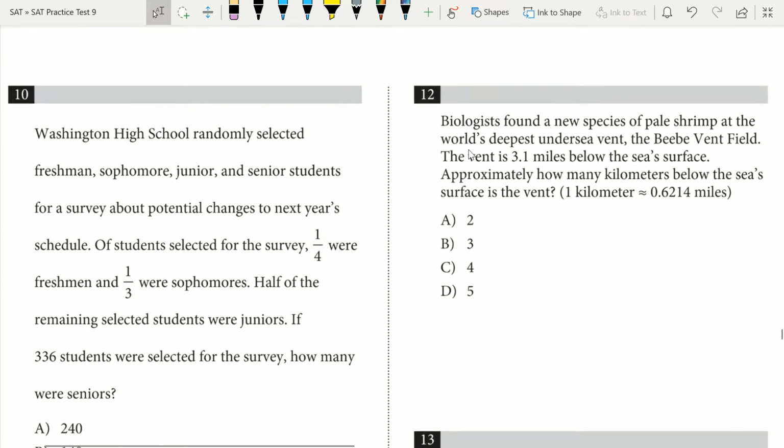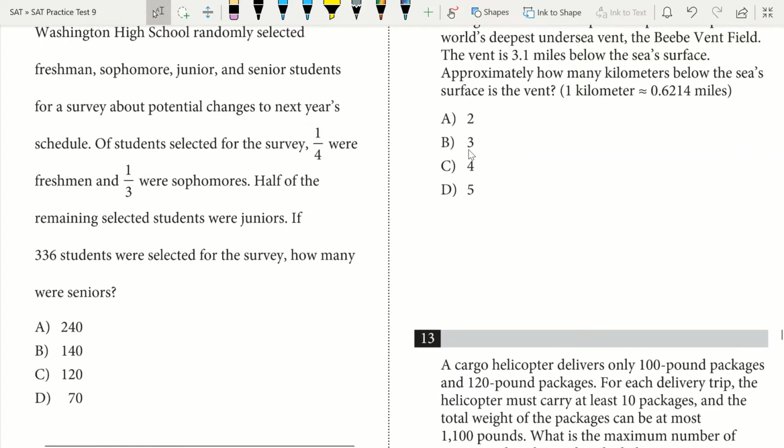Washington High School randomly selected freshman, sophomore, junior, and senior students for a survey about potential changes to next year's schedule. Of students selected for the survey, 1/4 were freshmen and 1/3 were sophomores. Half of the remaining students were juniors, which means that half of the other remaining students, right, were seniors. If 336 students were selected for the survey, how many were seniors?